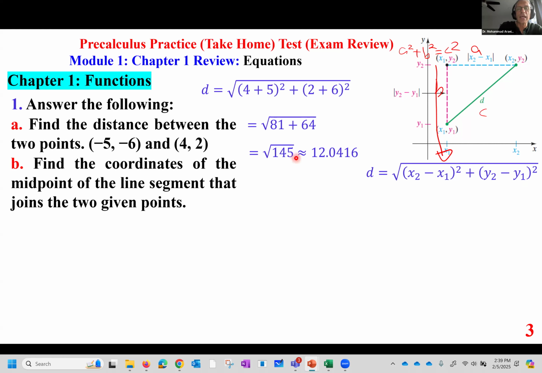Now, this is an exact answer, everybody. This is an exact answer. This is an approximation. If they don't ask for an approximation, you always go with an exact answer. And as far as the approximation, normally they would ask you how many decimals. Part B is asking for the midpoint. So this is the distance formula.